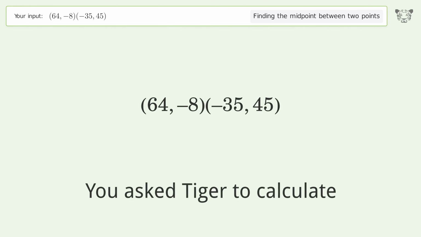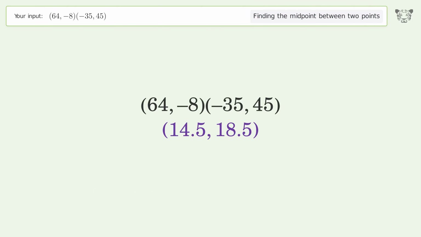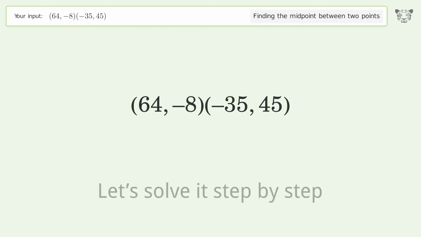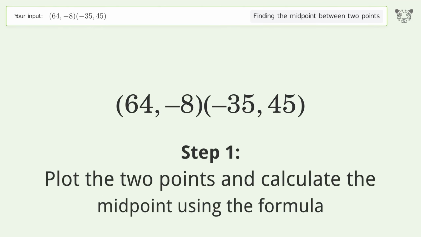You ask Tiger to calculate. This deals with finding the midpoint between 2 points. The midpoint between the 2 points is 14.5, 18.5. Let's solve it step by step. Plot the 2 points and calculate the midpoint using the formula.